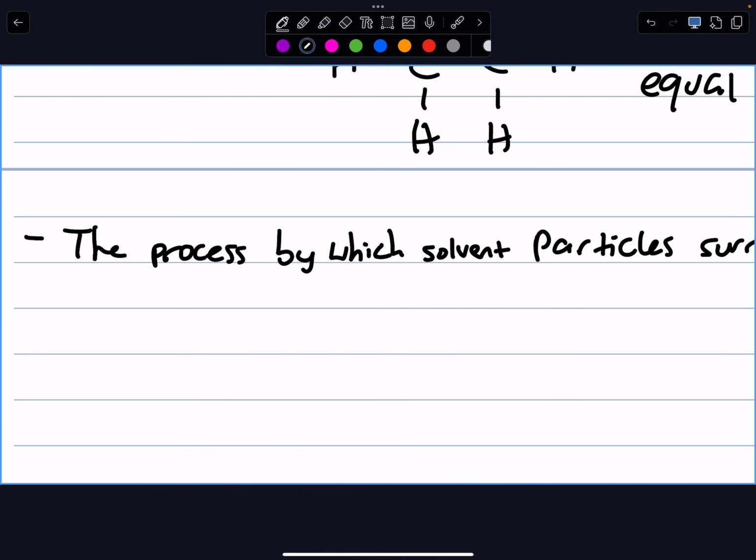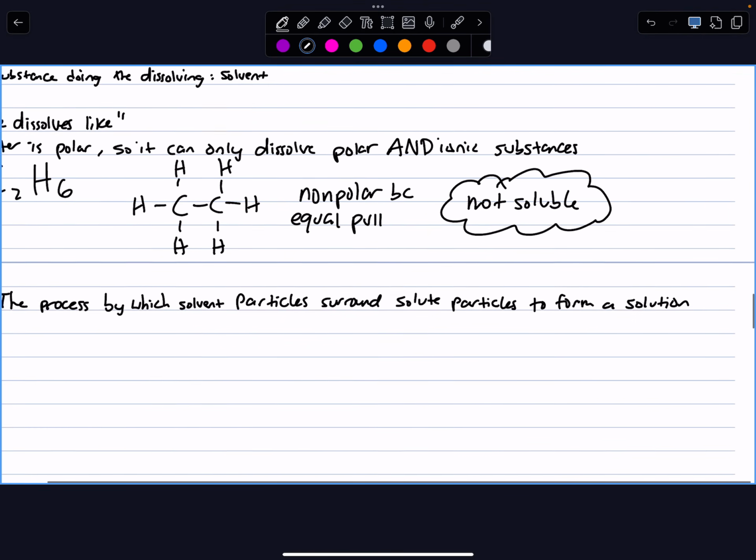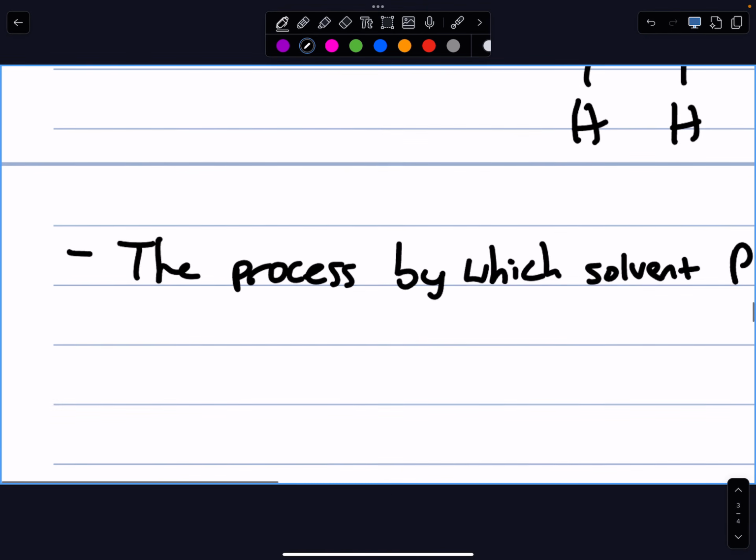Okay, the process by which solvent particles surround solute particles to form a solution. What is that called? Solvation. Does that make sense? Yeah. Okay. Next.